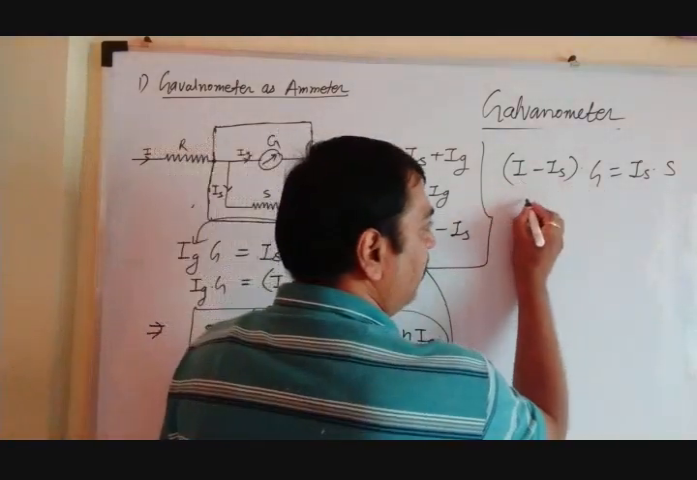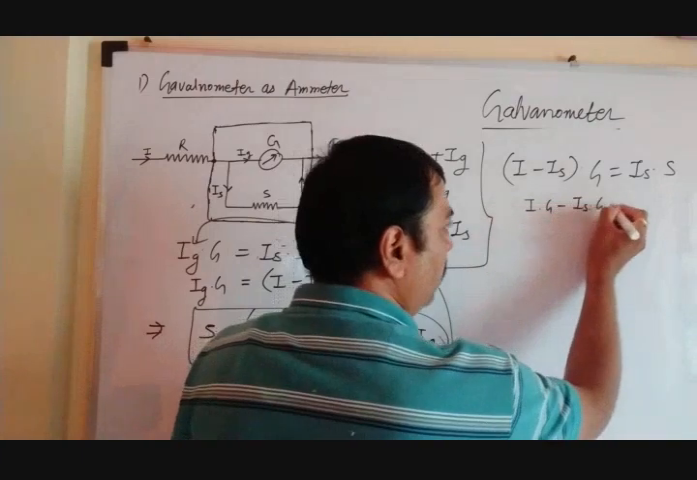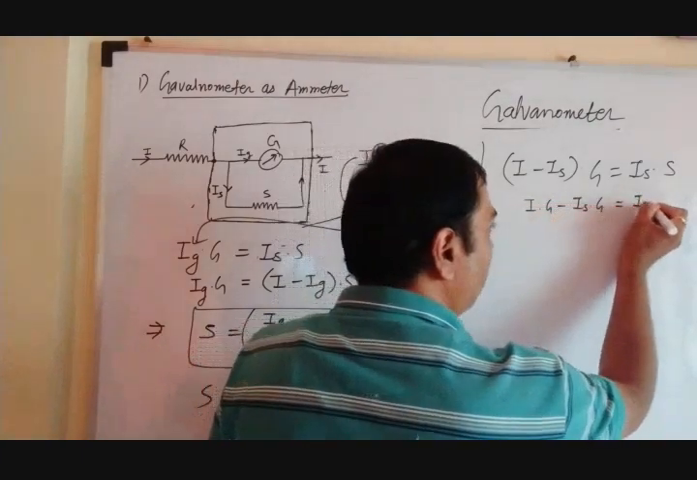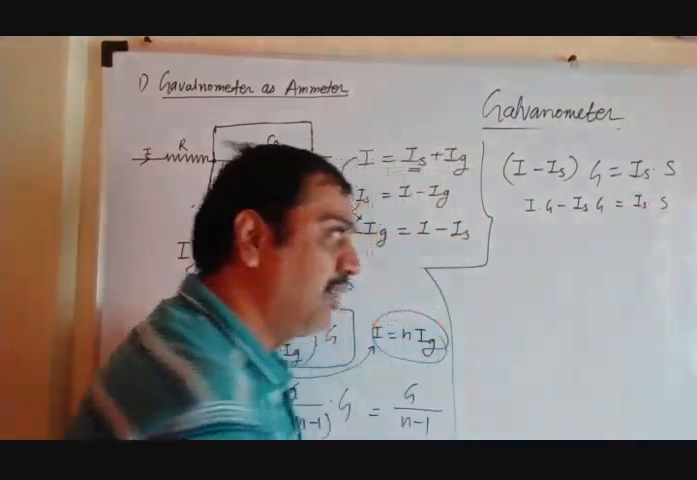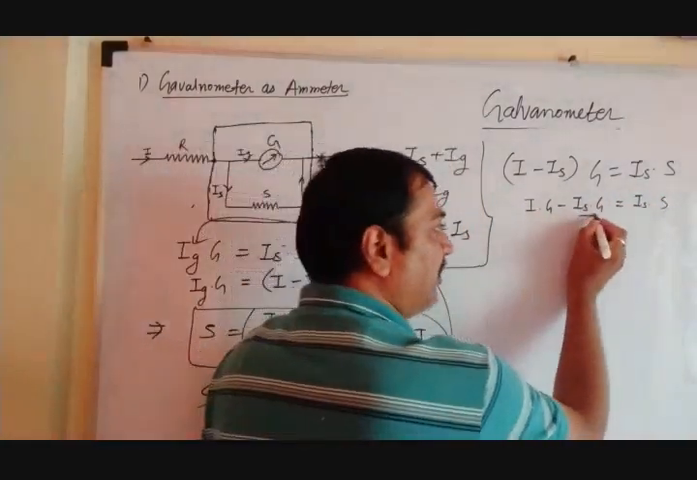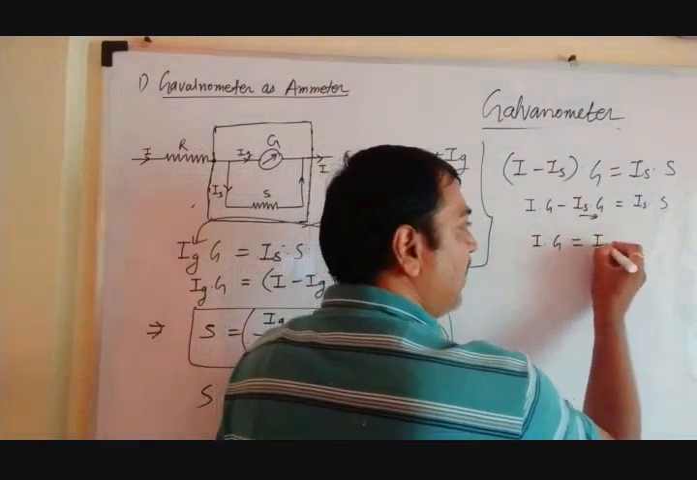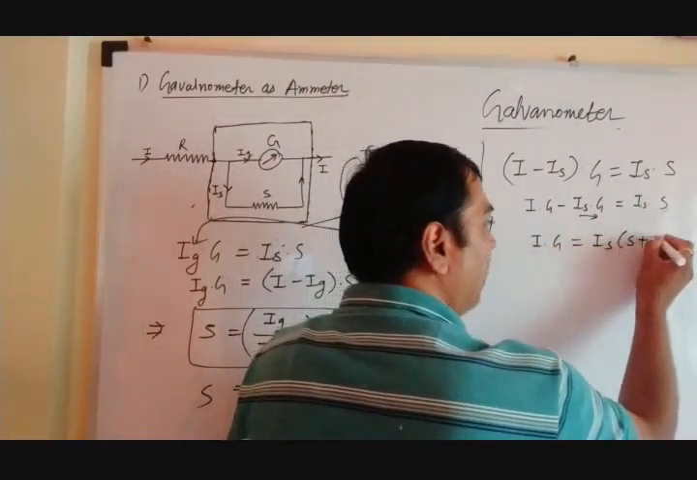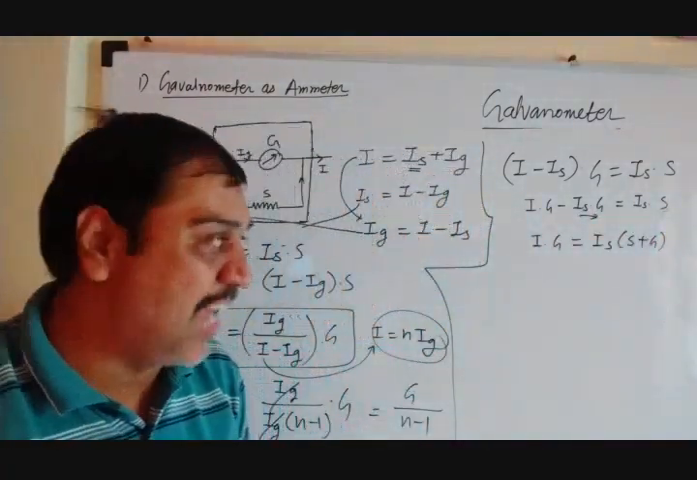Just solve it. Thus I into G minus Is into G equals Is into S. Move this Is term to that side. What we get? I into G equals Is into (S plus G), because Is is common. This S goes there, and it becomes positive. It is S plus G.